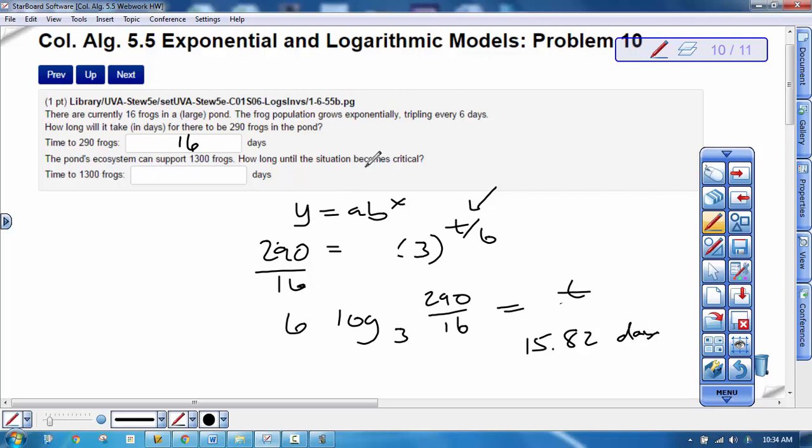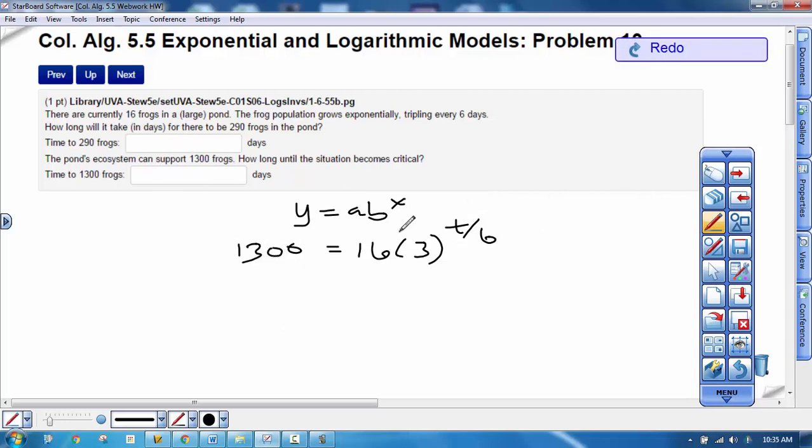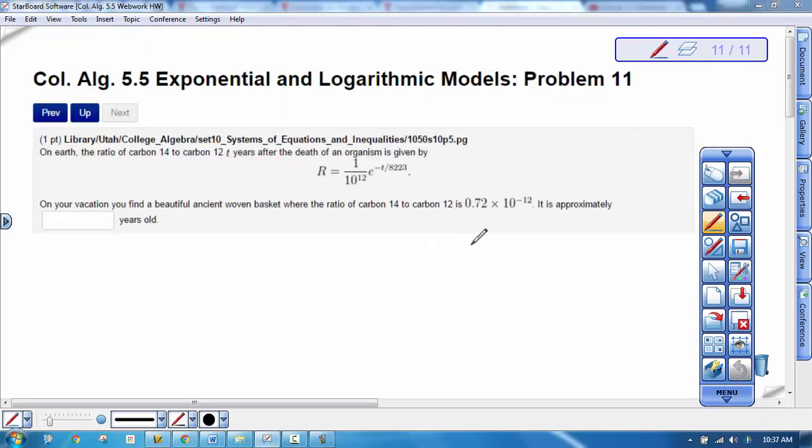And then just do the same thing we just did in the last problem for 1300. Just plug in 1300 here and solve for this t, which gives you, and they wanted 15.82 and not 16 right there. I don't know why, so be careful about that.